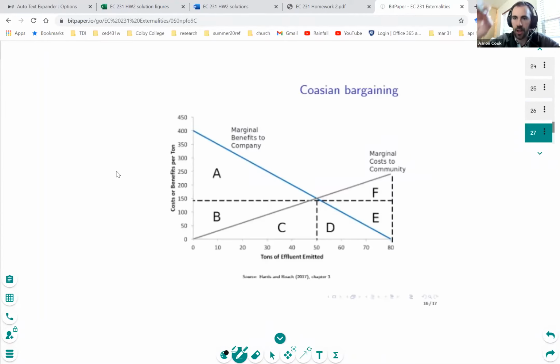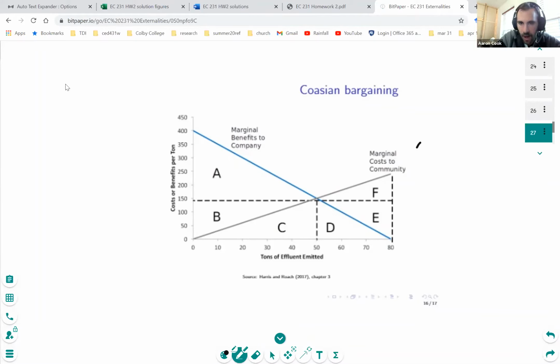I want to conclude class today with an example and an exercise for you to work on, which brings together some of the welfare analysis that we did before, as well as this Coasian bargaining idea. So let's say we have an example here of a company that is discharging some pollution into the water source that's used by a particular community.